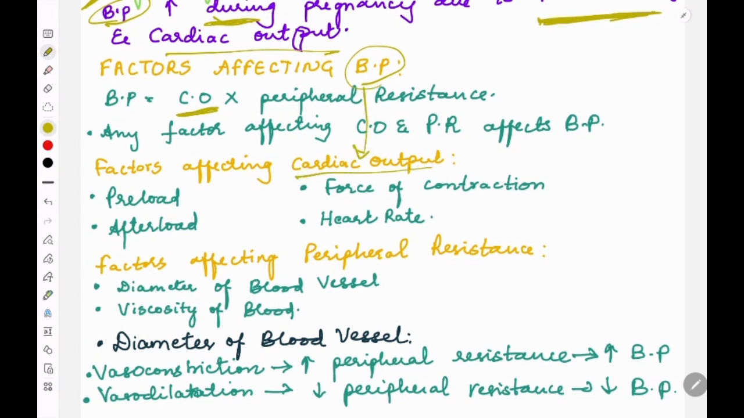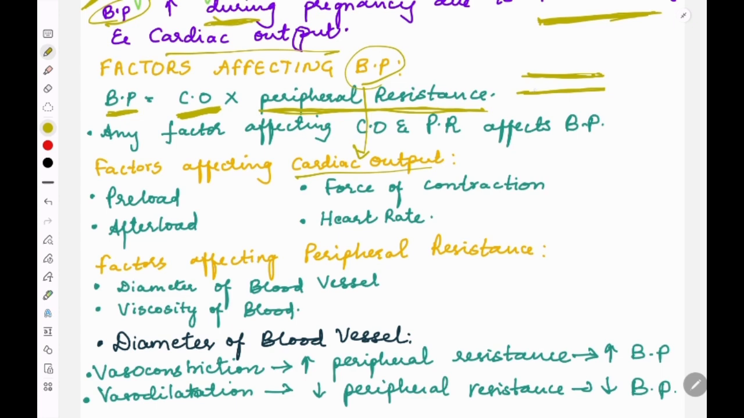What is the relation? Blood pressure can also be defined as the product of cardiac output and peripheral resistance. We know what cardiac output is, that is the blood that is pumped by the heart. Whereas what is peripheral resistance? Peripheral resistance is the resistance offered by the blood vessels to the blood flow. Don't get confused.